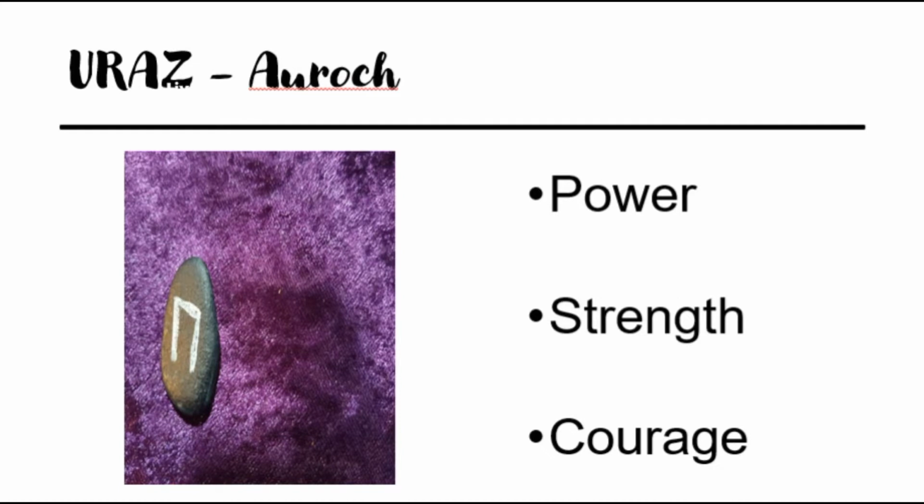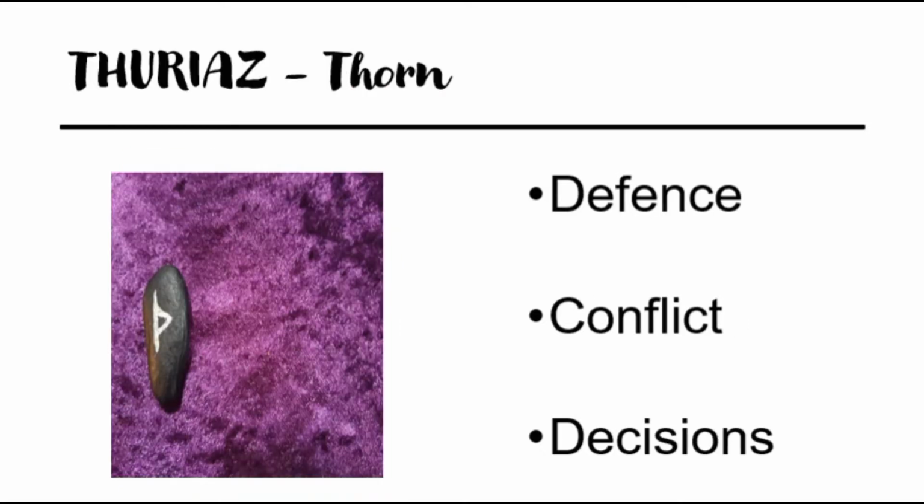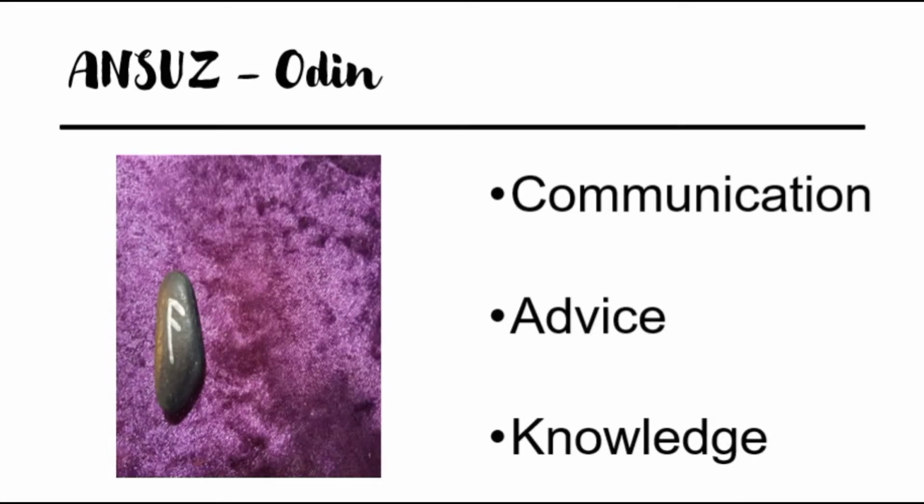The next one is Uraz, which is the auroch. Now the auroch is an ox, basically, and it is a very powerful animal. So Uraz stands for power, strength, and courage. Thuriaz, or thorn, is a thorn. So think of a thorn as a defense for a plant. It's the way that a rose bush defends itself. Conflict. It can also be a rune that comes up if there are any decisions to be made or decisions have been made. And Ansuz is Odin's rune. So it's the rune of communication, advice, and knowledge.